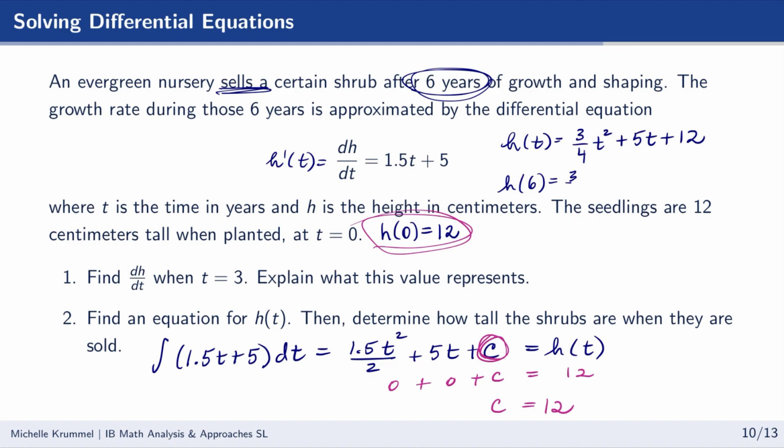Okay, so it's 3/4 of 6 squared, which is 36, plus 5 times 6 plus 12. So that's 27 plus 30 plus 12. It's 57, 58, 59, 69. Is it centimeters? Yes, centimeters.